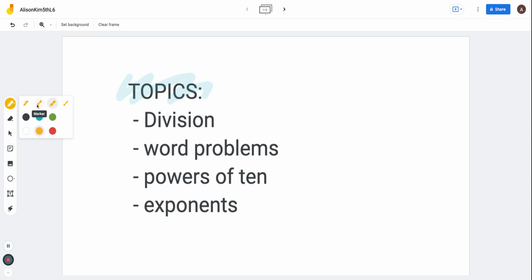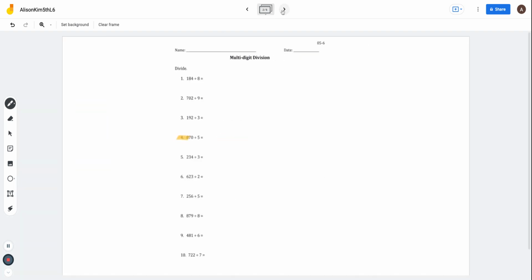Hi, fifth graders. Today's topics are going to be division, word problems, powers of 10, and exponents. So it's basically going to be like practice. We're going to start off with division.